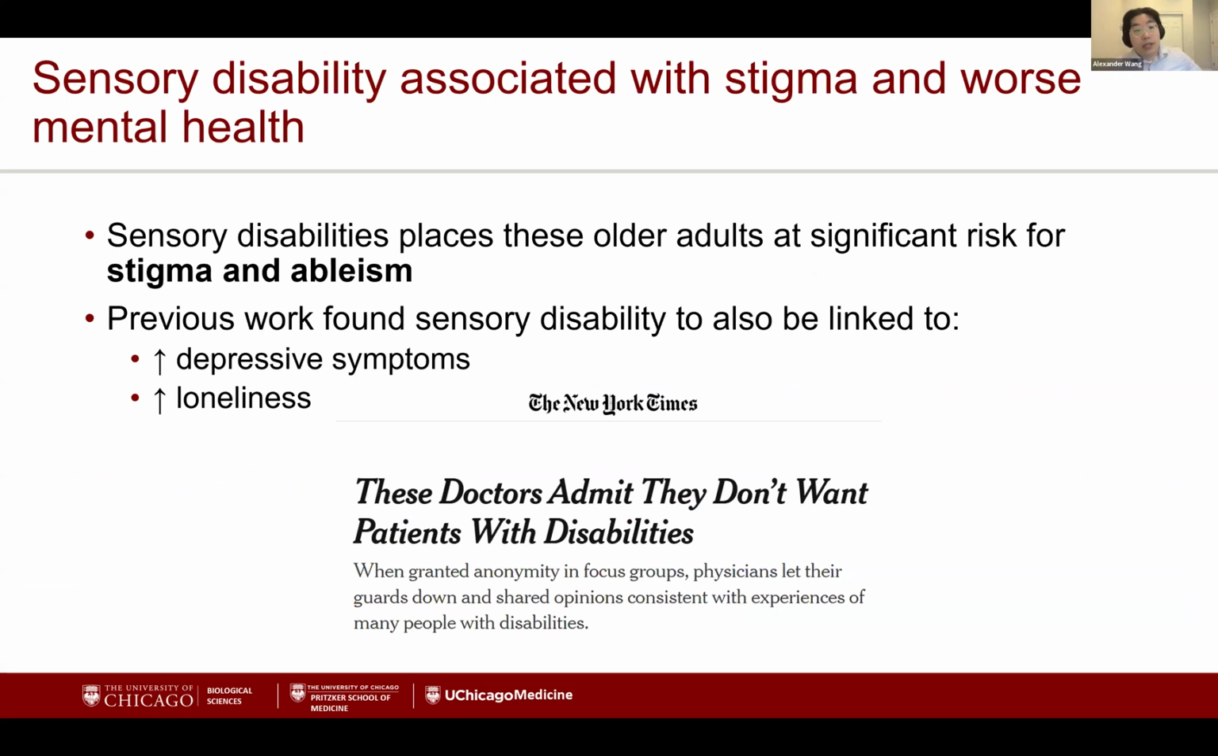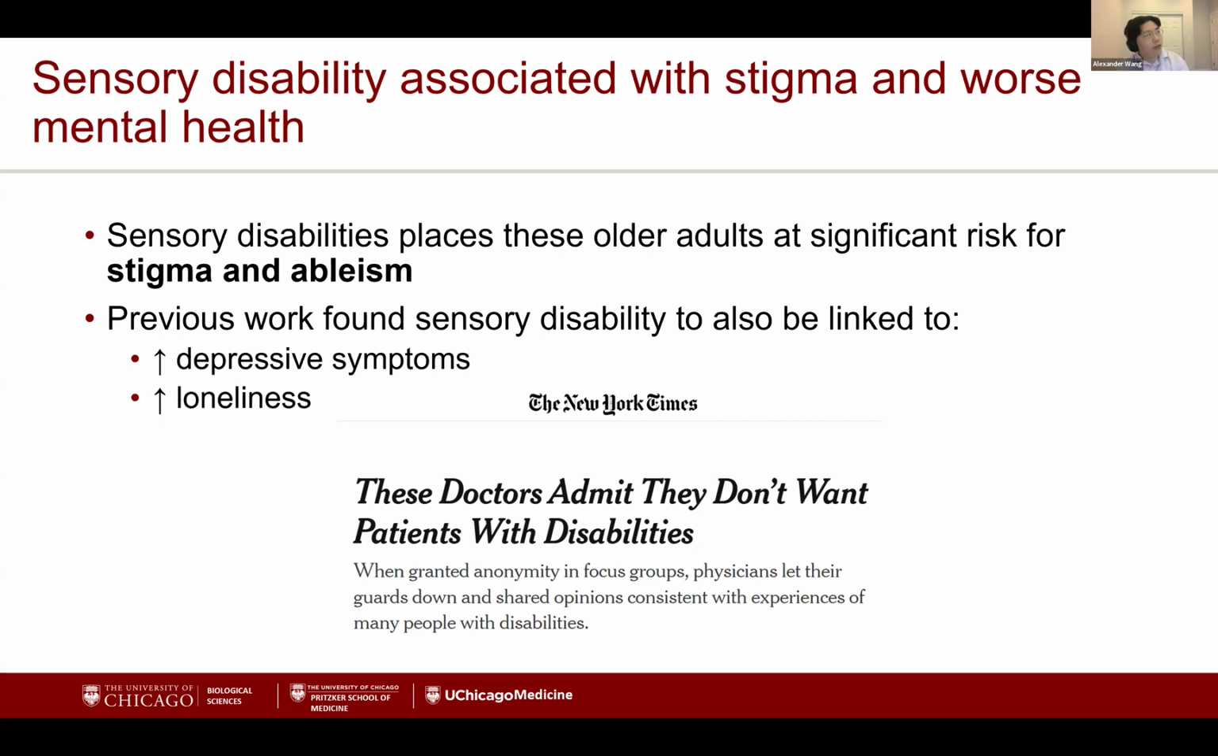As alluded to by Dr. Orkin, sensory disability is associated with stigma and worse mental health. Particularly, these older adults are at risk for stigma and ableism. Previous work has found that various types of sensory disabilities are linked to increased depressive symptoms and increased feelings of loneliness.